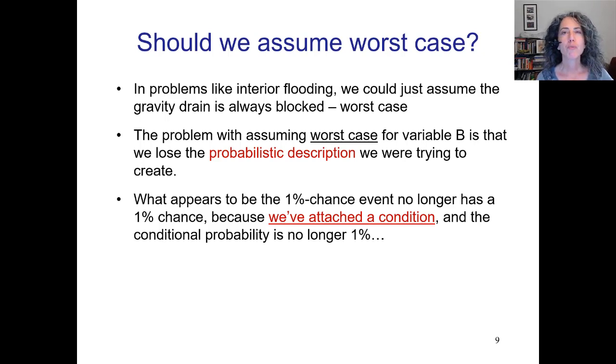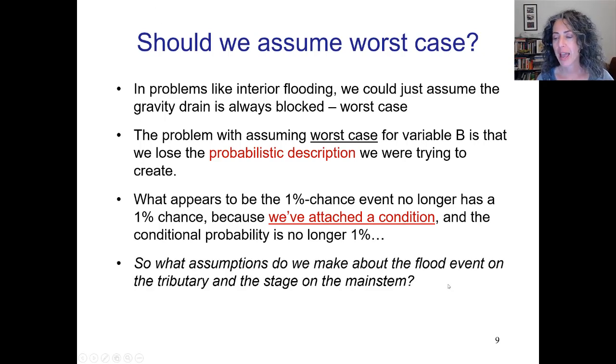If we were modeling the 100-year flow at A and expecting to get a 100-year stage at C, what we get is not actually a 100-year stage at C, because we've attached this condition, and this condition doesn't have a probability of 1. So the resulting probability at C is actually less. We no longer have an accurate probabilistic description, and we need to find a way to incorporate all these probabilities.